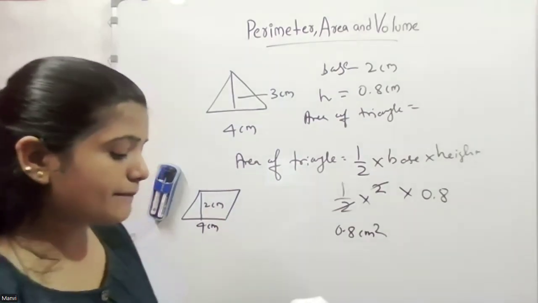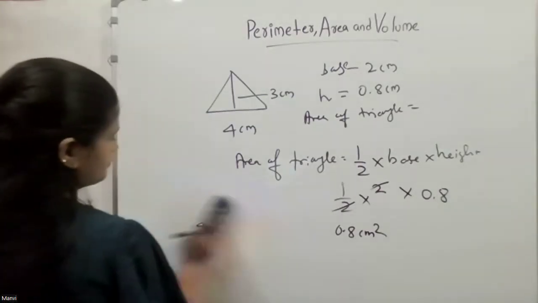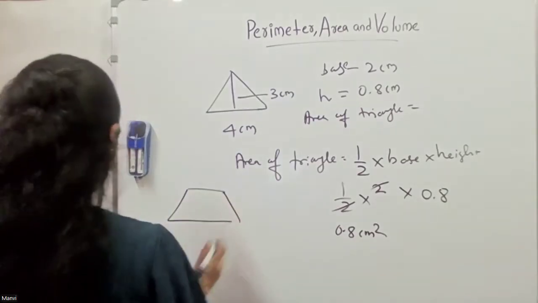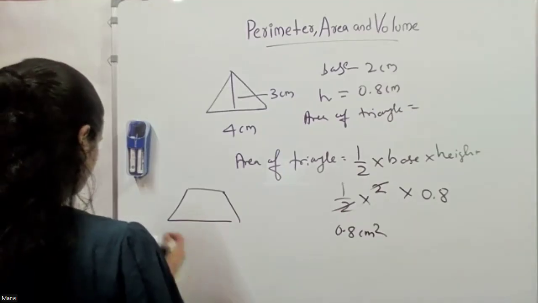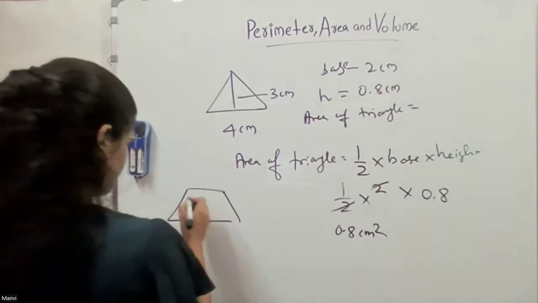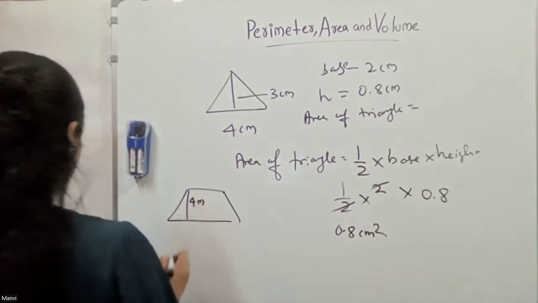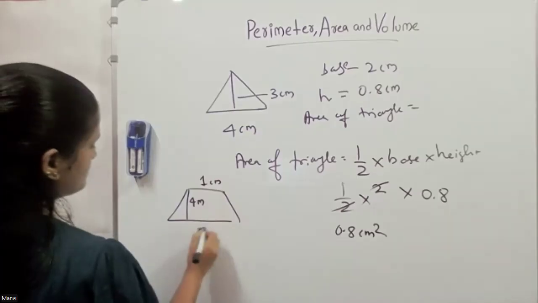Now for trapezium, the area is different. This is trapezium whose parallel sides are, this is the height, which is 4 centimeter, and parallel sides are 1 centimeter and 5 centimeter.